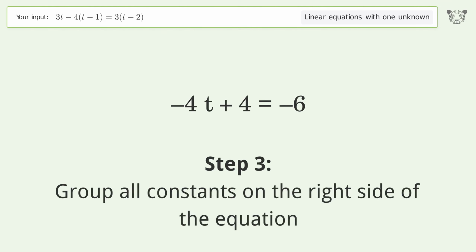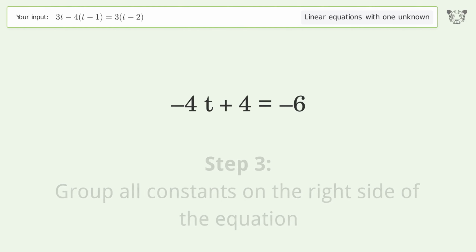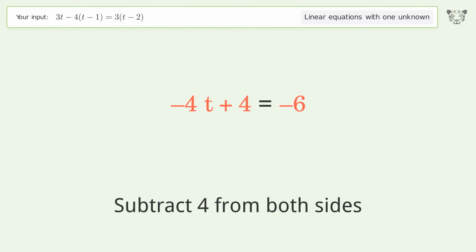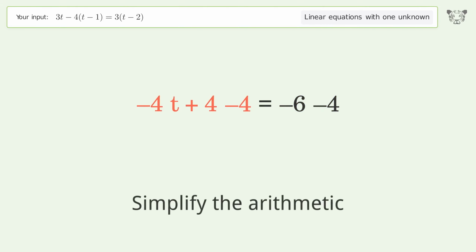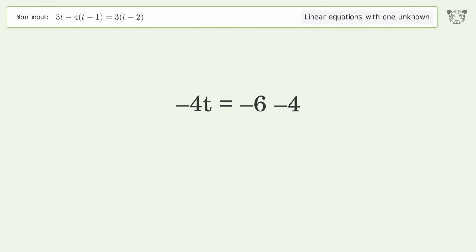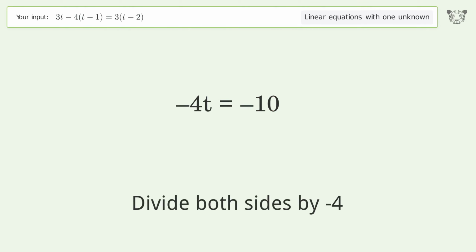Group all constants on the right side of the equation. Subtract 4 from both sides. Simplify the arithmetic. Isolate the t. Divide both sides by -4.